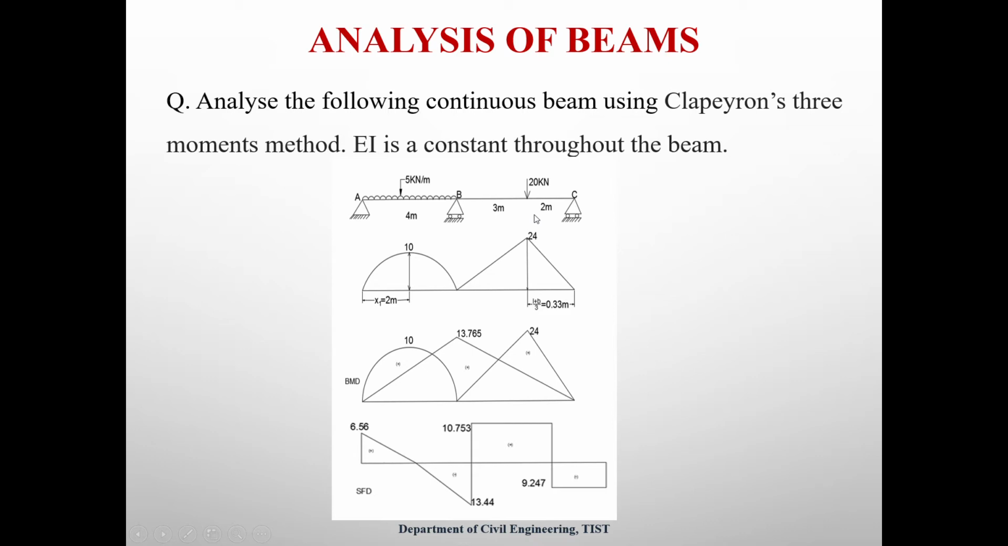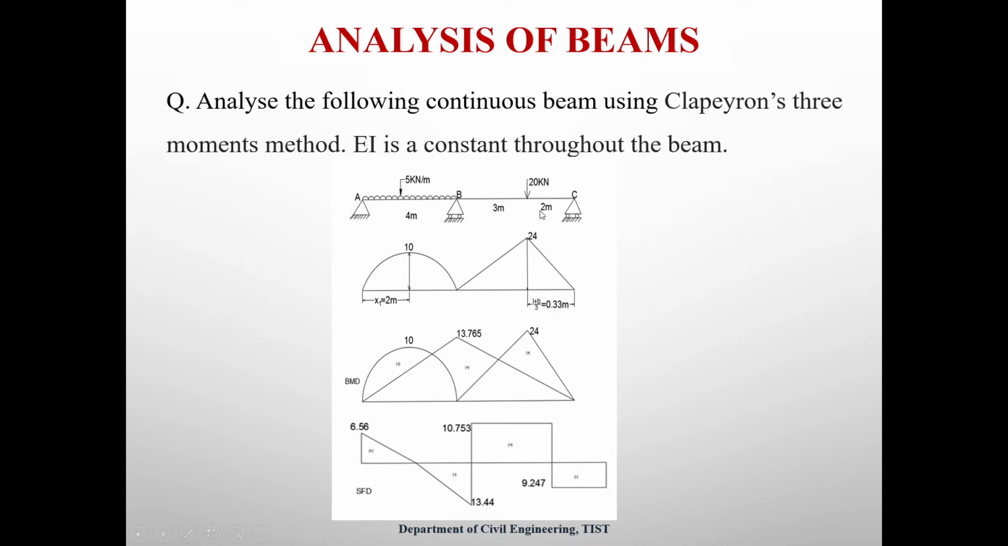The first step is to draw the free bending moment diagram. In order to draw the free bending moment diagram, consider each span as a simply supported beam. Then consider AB as a simply supported beam subjected to UDL all over the length. That means the bending moment diagram is a parabola with the value WL square by 8, that is equal to 10.